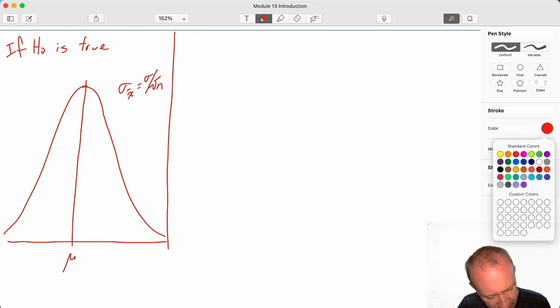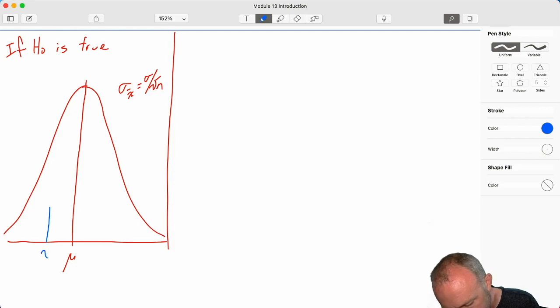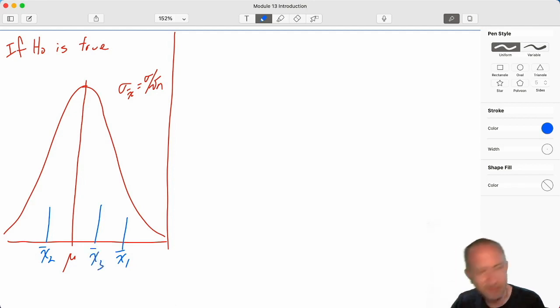And from here, I draw my 3 samples. And again, this is under the assumption that the null hypothesis is true. So let's say here is x bar 2, here's x bar 1, here's x bar 3, no particular order. There's our 3 sample means coming from that one distribution.